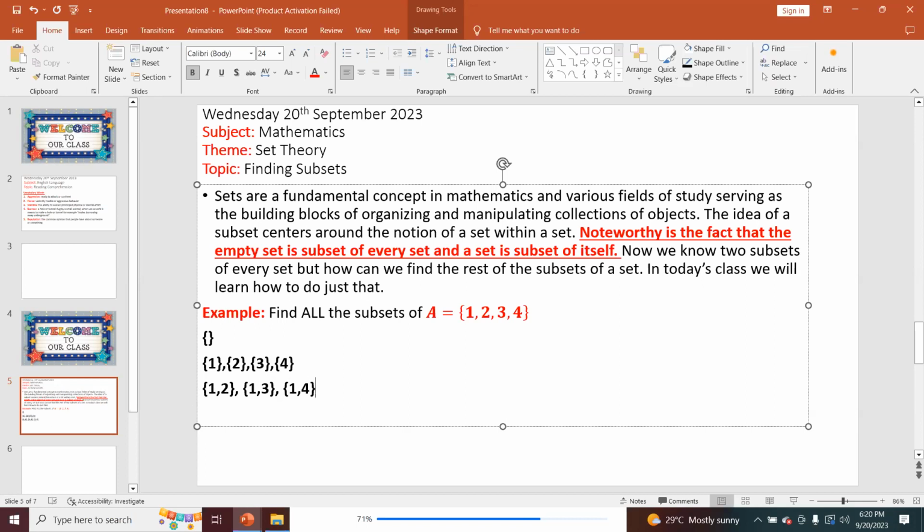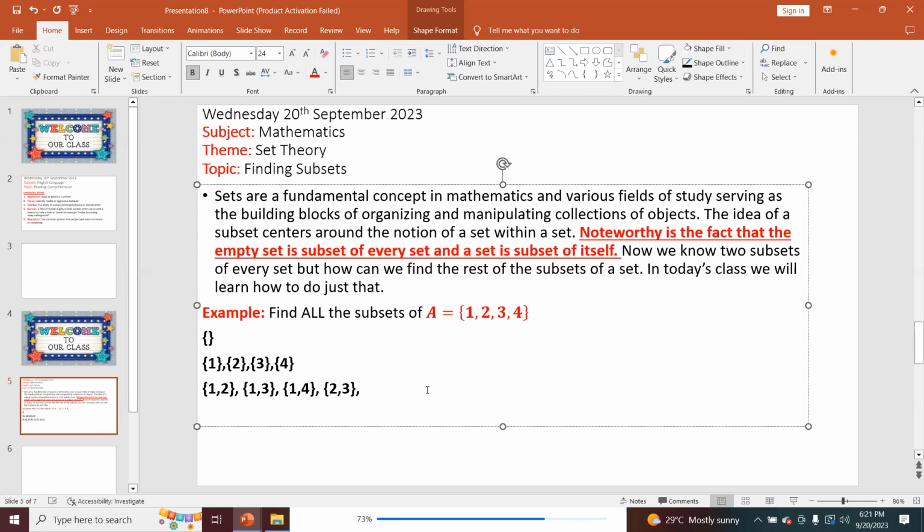So far, how many subsets do we have? We have 1, 2, 3, 4, 5, 6, 7, 8. Is that all the subsets? No, sir. You tell me that there's more? What else could we have? What about 2 and 3? Yes, sir. 2 and 3. What else? 3 and 4.